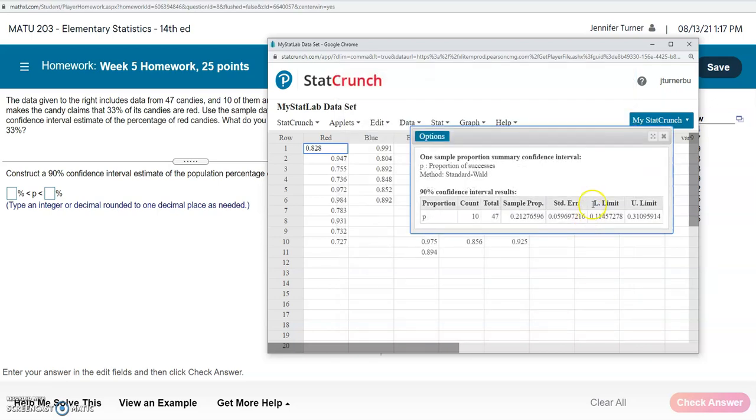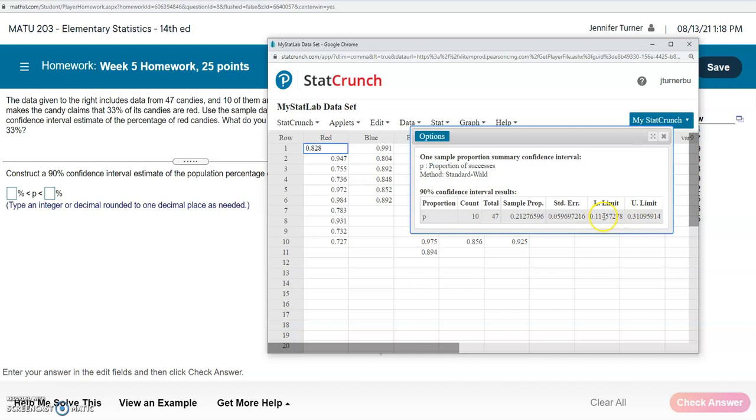And right here where it says L. Limit and U. Limit, that means the lower limit and upper limit for the confidence interval. As you can see over here, there's two different values. This is the lower limit, the smallest amount we would expect, and this is the upper limit, the highest amount we would expect. So notice here, these are given as percentages, and these over here are given as decimals. So just in our head, we need to convert these decimal limits to percentages just by moving the decimal point 2 places to the right.